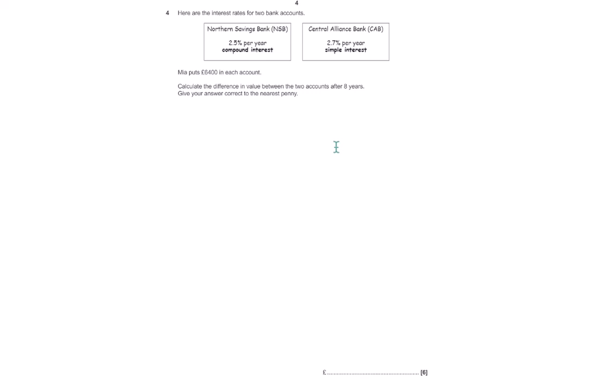So let's do the Northern Savings Bank first. And we have a formula for calculating compound or exponential growth. And the formula is the value after a period of time is the original amount times 1 plus the rate of interest divided by 100 to the power of x, where x is the number of years. So for the Northern Savings Bank, Mia puts in £6,400. So what's her value after 8 years?